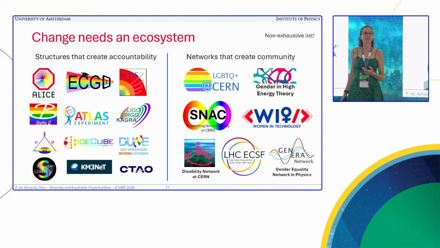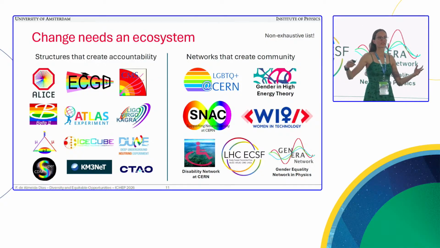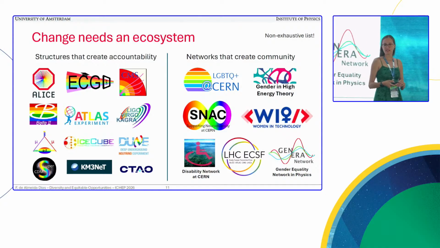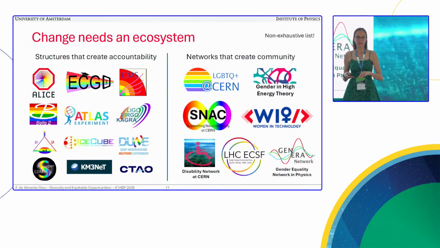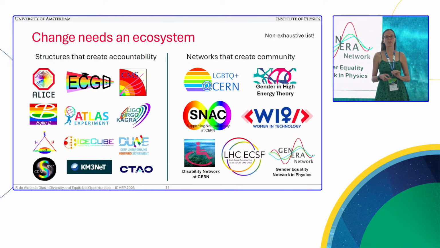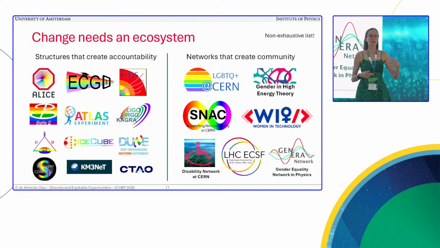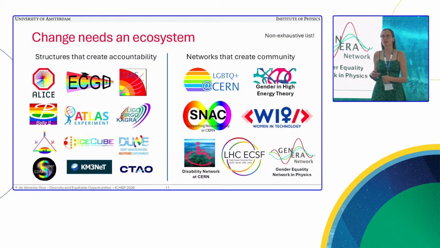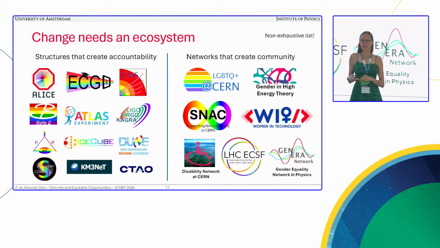But one institution is not enough. In order to have change, we have to have a whole ecosystem because different people will have different needs. So here I have split things into two. On the left, you have what I call structures that create accountability. So those are some of the experiments, this is not an exhaustive list, that have a diversity, equity, and inclusion office or something of the sort, which are organizational things within the experiment that will, for example, collect actions, do training, collect statistics, and very importantly, communicate with the people in power so that we can effectuate change. So these slides are very clickable.